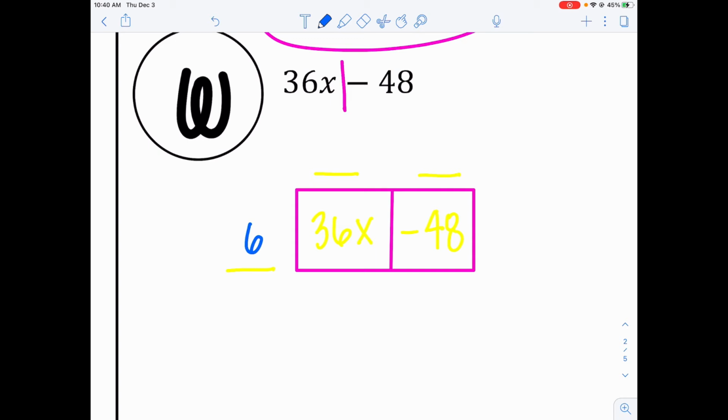Go through the division. 36x divided by 6. 36 divided by 6 is 6, and then keep your variable. So 36x divided by 6 is 6x. And then a negative 48 divided by 6 is a negative 8. And if you struggle with multiplication and division doing it quickly, you most certainly could do that on your calculator. Now, here's where I want you to stop.